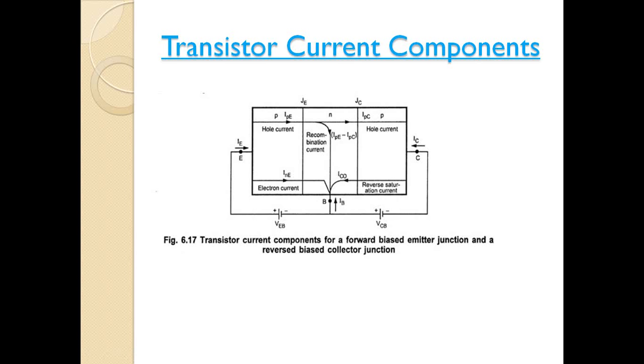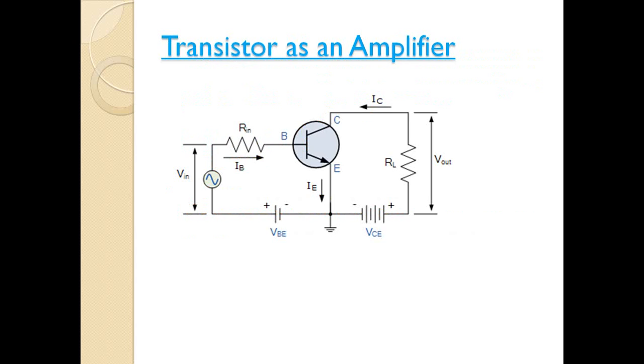Now this is about your transistor current components. Now let us discuss how a transistor can be used as an amplifier. Just see this diagram. Here the load resistor RL is in series with the collector supply voltage. For this circuit, a small change in the input voltage between the emitter and base causes a relatively large change in the emitter current, delta IE.